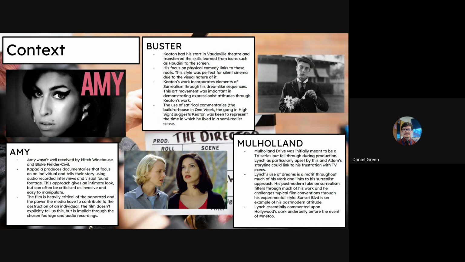For Mulholland Drive, it was initially meant to be a TV series, but fell through during production. And Lynch was particularly upset by this, and Adam's storyline in the film could link to his frustration with the TV executives and the sort of ringer they pulled him through before he was able to eventually create Mulholland Drive as a film.